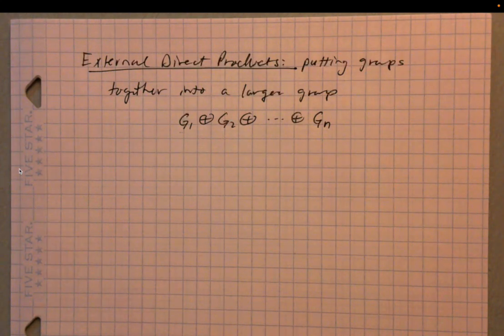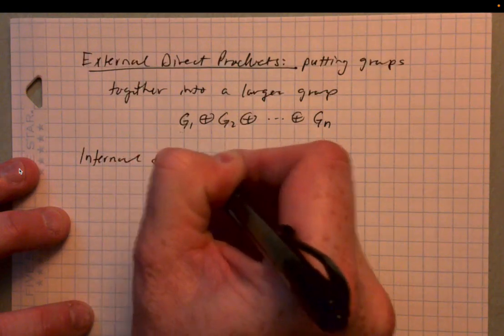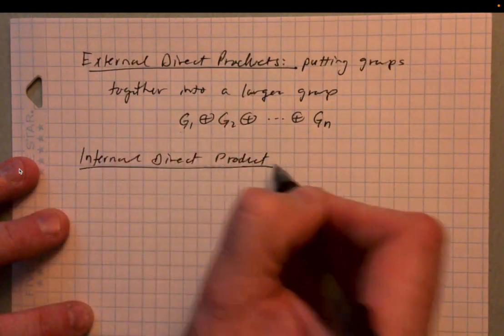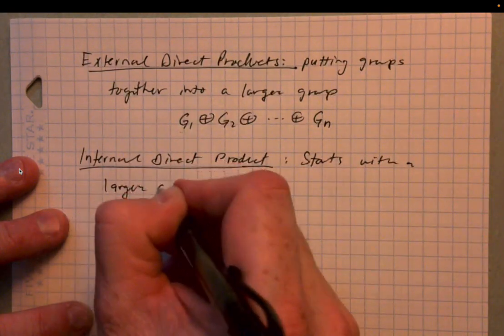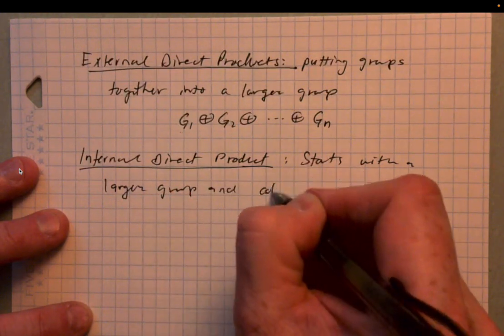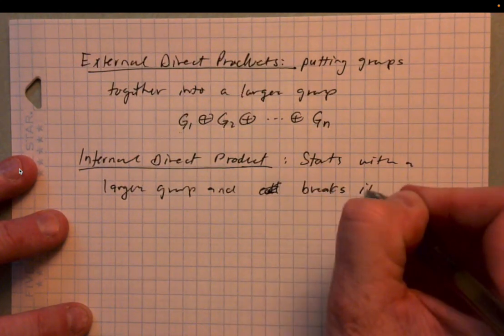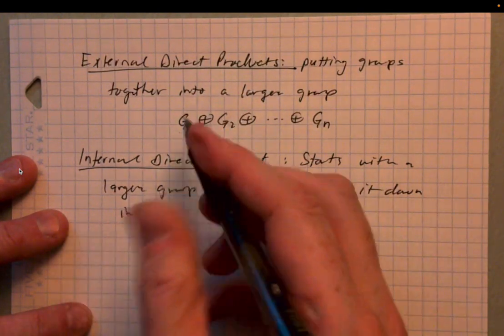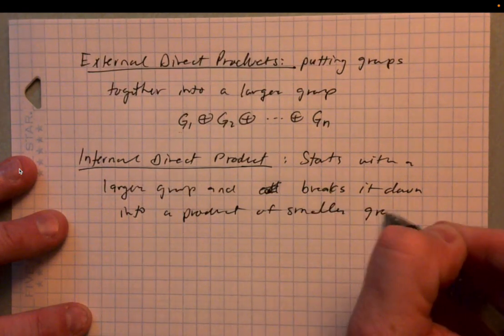So now what we'd like to do is kind of reverse the process a little bit. With an internal direct product, we can start with a larger group and break it down into a product of smaller groups. So an internal direct product starts with a larger group and breaks it down into a product of smaller groups.